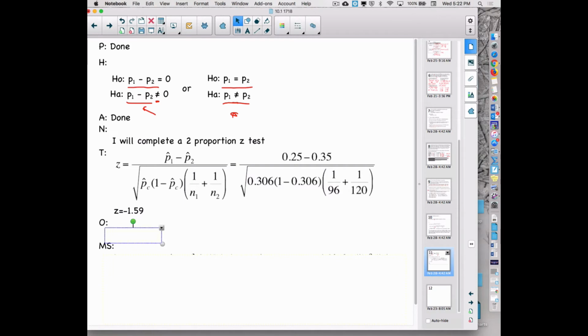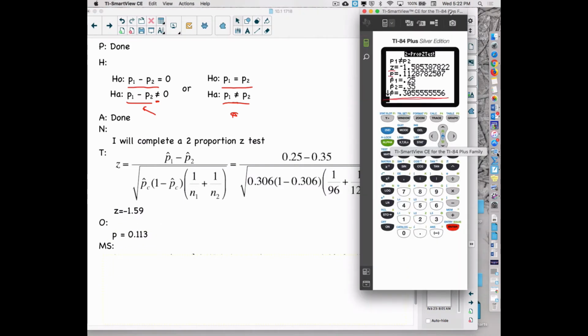The p-value also comes from the calculator. And just remember that the calculator automatically does any dividing by or multiplying by 2 for two-tailed. So this would be a two-tailed test. If you're using the chart, you'd have to worry about that. When I run it on the calculator, I don't need to worry about it. My p-value is just 0.113. Calculator took care of everything already.